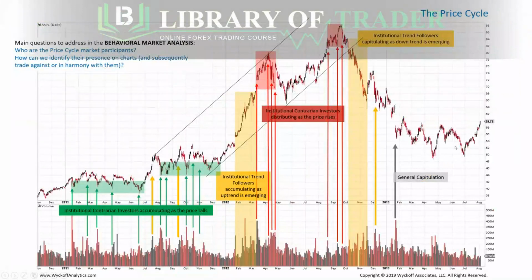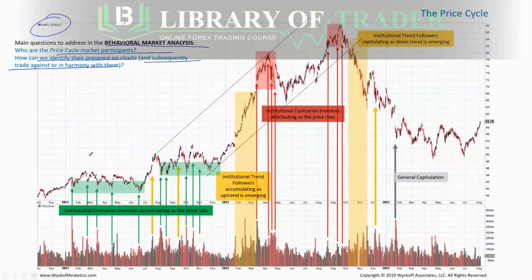Let's look at the example really quick. This is Apple daily. Again, behavioral market analysis. What kind of questions are we addressing? Who are these market participants? And how do we identify their presence on the chart and subsequently trade against or in harmony with them?